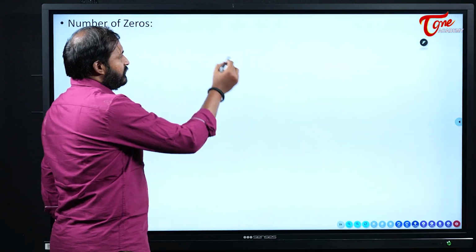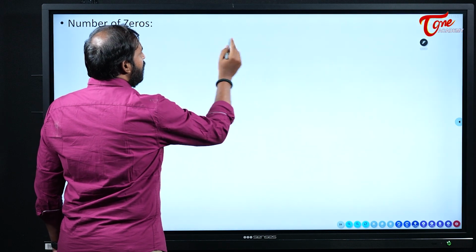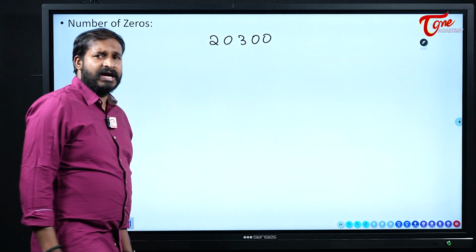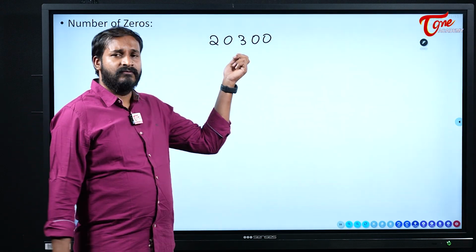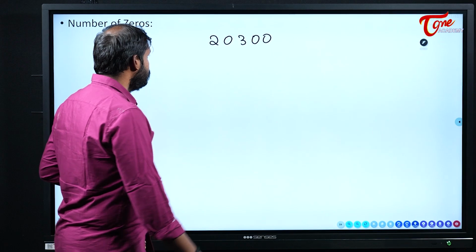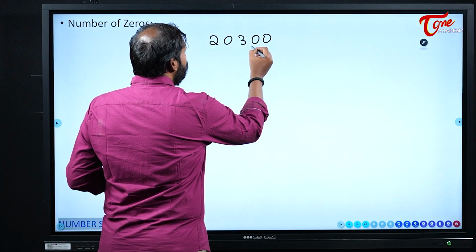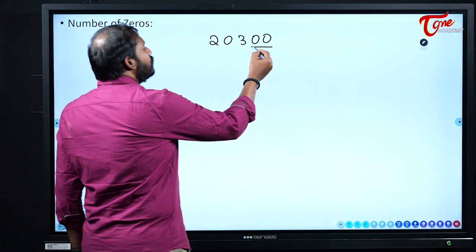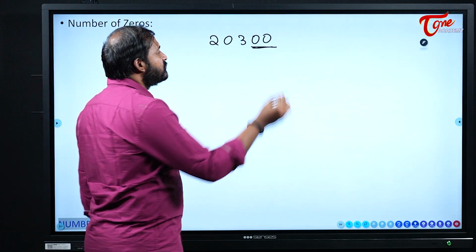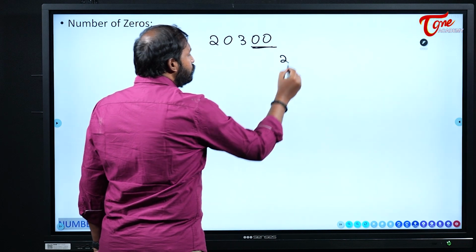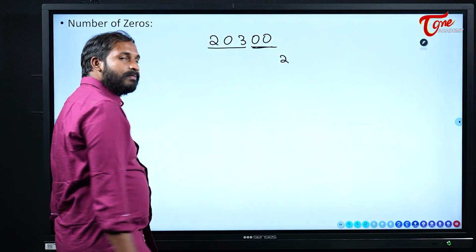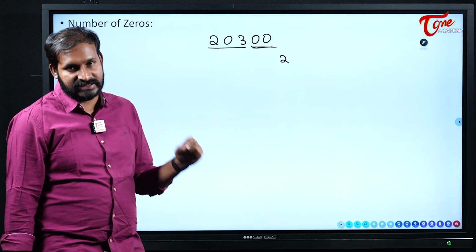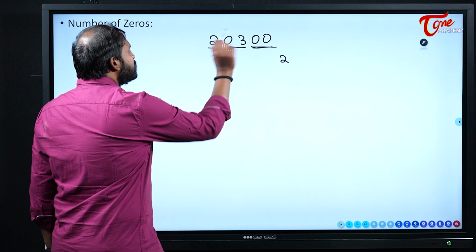If there is any product, after multiplying some numbers, I get a value something like this. The number of zeros means the zeros which are present at the rightmost. So, the number of zeros of this number is 2. We will not bother about the zeros present in the middle. We simply concentrate on the zeros present at the last. So, this is called zeros.